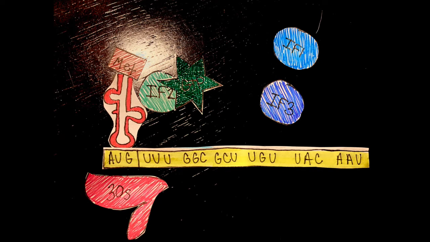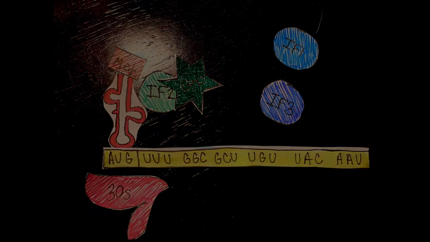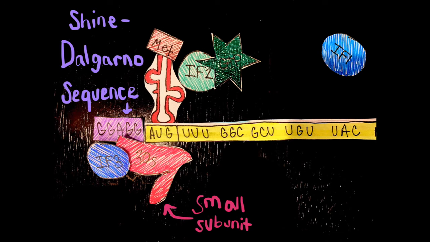Bacterial translation is similar to eukaryotic translation. To begin, bacteria need initiation factors IF1, IF2, and IF3. IF3 binds to the small ribosomal subunit, which then binds to the mRNA strand, upstream of the start codon at the Shine-Dalgarno sequence.